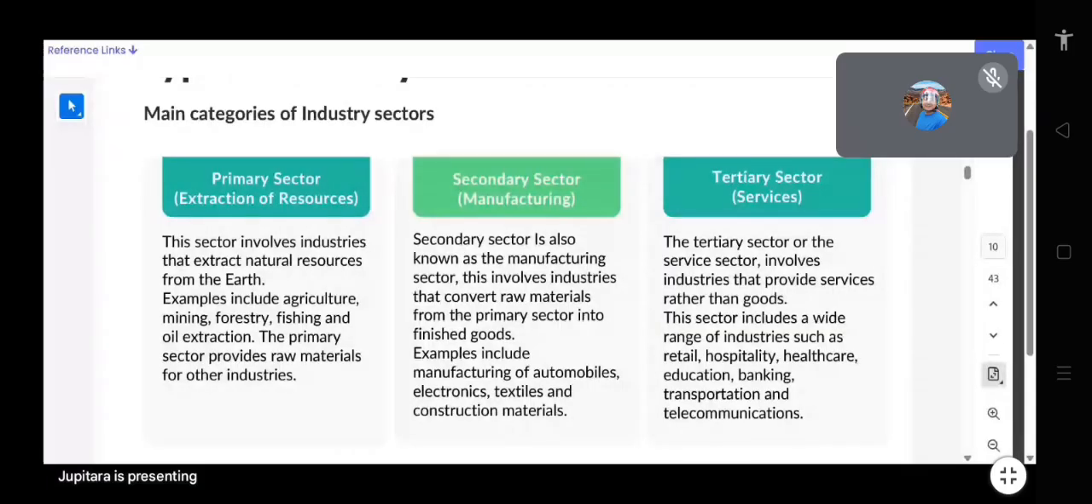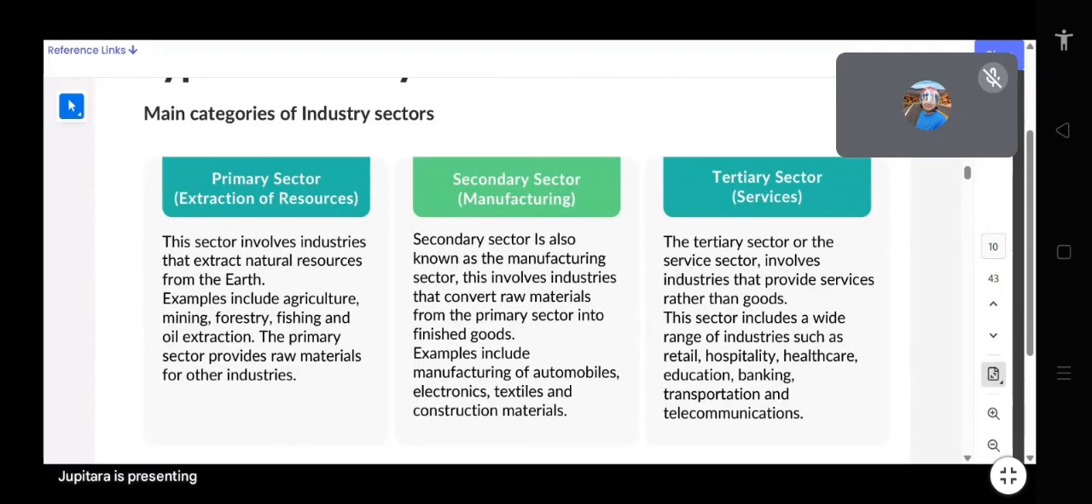Okay, the next is your secondary sector. The secondary sector includes all the manufacturing sector. When raw material is derived and used to make a final product, those companies come under your secondary sector. This includes manufacturing of automobiles, electronics, textiles, construction materials, the cement industry. Everything comes under your manufacturing unit.